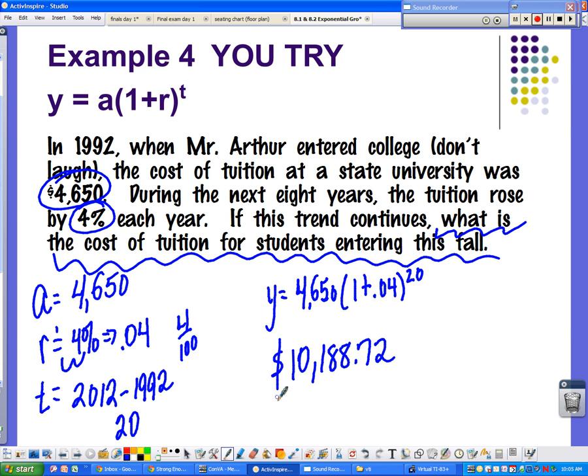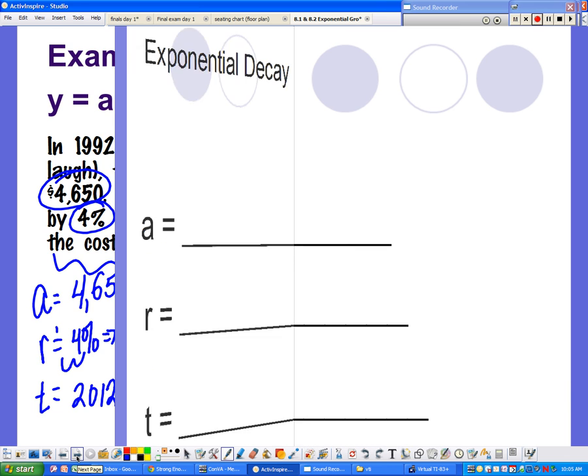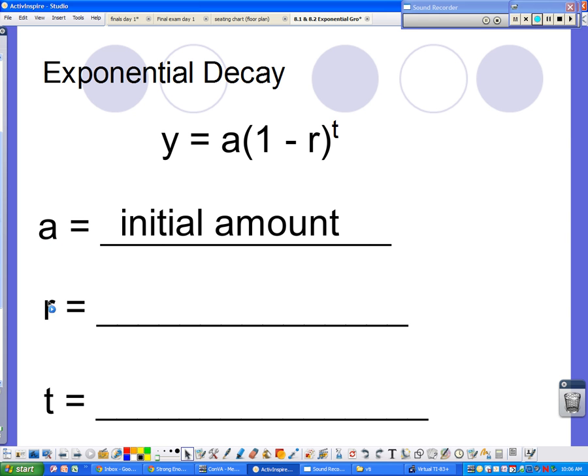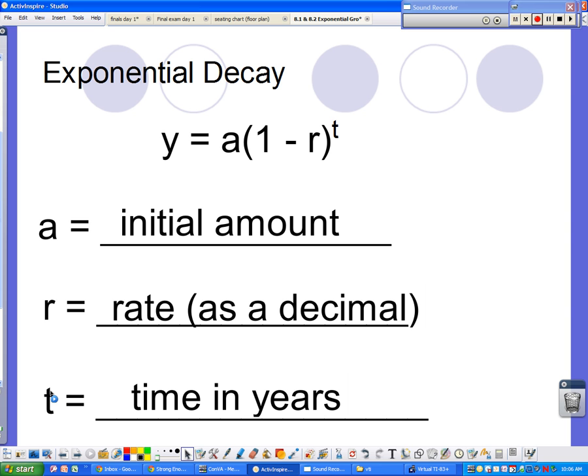All right. So the next topic is, we've talked about exponential growth, but what happens when things actually go down in value? When things go down in value, it's an exponential decay, and the only difference in the formula is it's a minus. The A, the R, and the T represent exactly the same. A is still the initial amount, R is still the rate as a decimal, and T is still time in years.